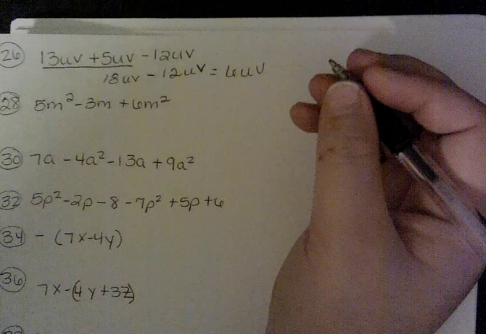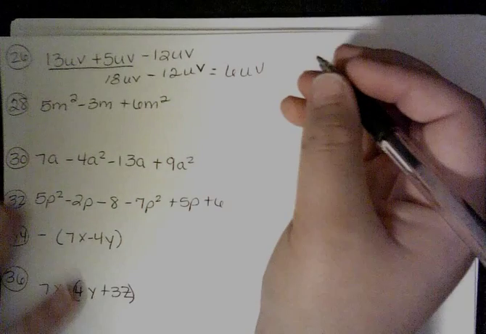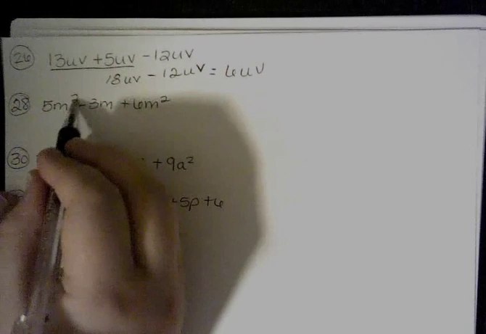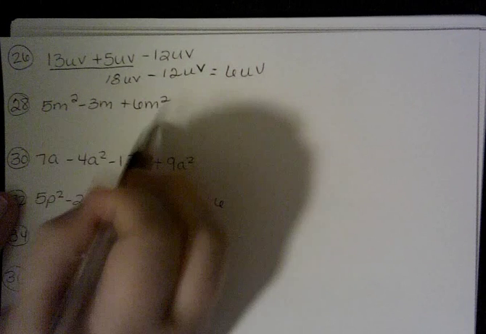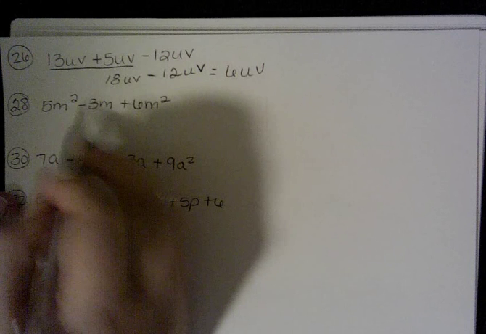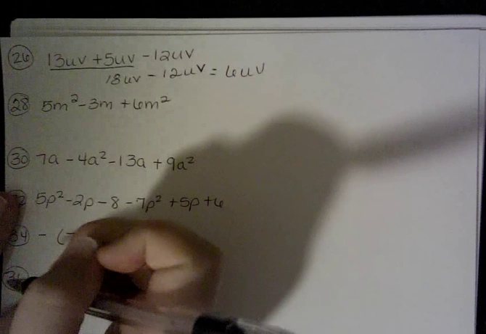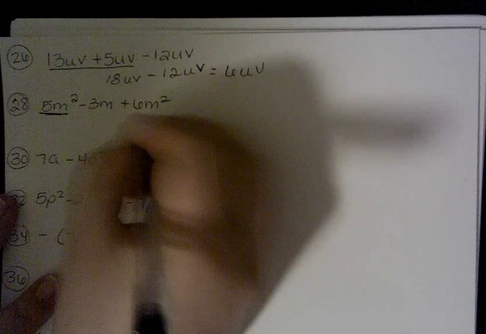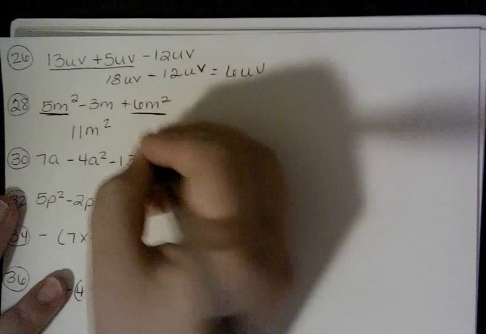Number 28. This one is where we start to get a little tricky. So notice 5m squared minus 3m plus 6m squared. Not everything is like. This negative 3m is not like because it doesn't have that squared. It's missing that. So that means it's not a like term. So I can still add the 5m squared and the 6m squared, which gives you 11m squared, and then you bring down that minus 3m.